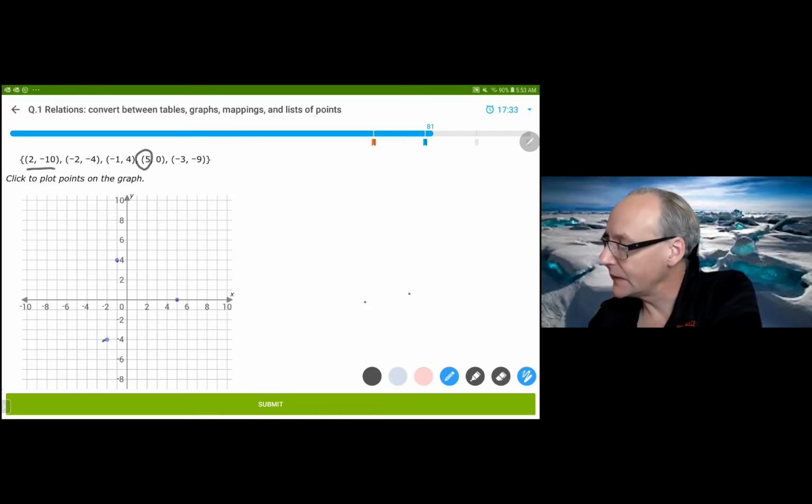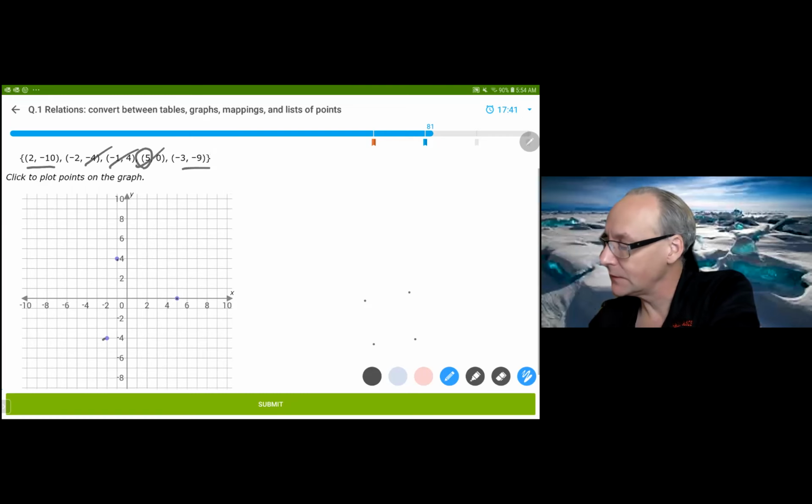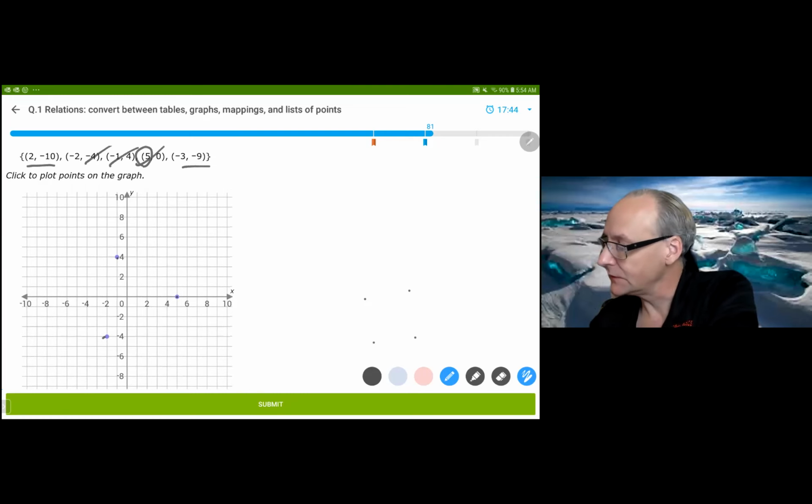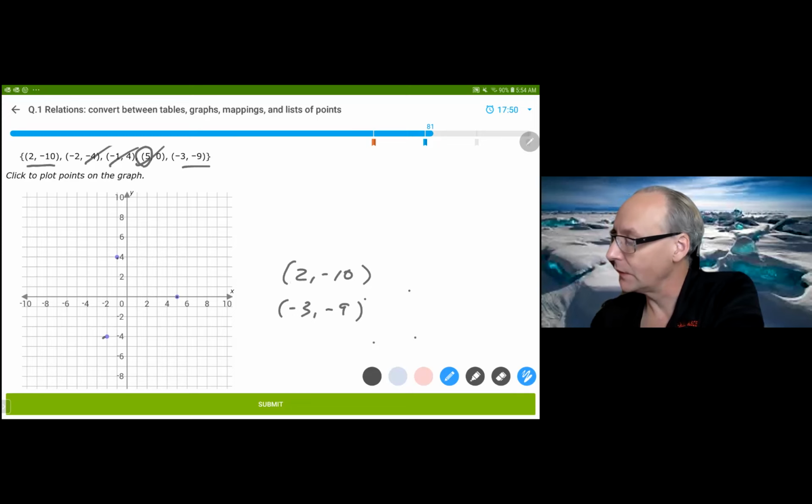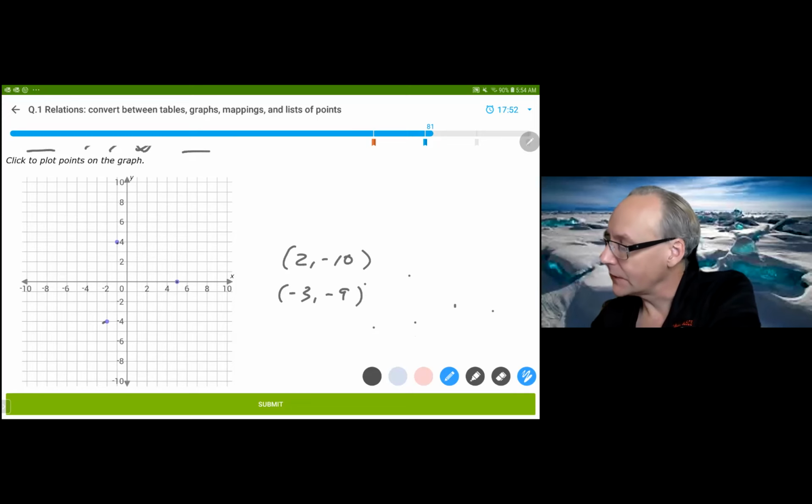And we have -3, -9, which I'm going to have to graph in a minute. I already did that one and that one and that one. And I've got 2 more. I've got 2, -10, and -3, -9. So they're down below here where I can't see them. So I've got -3, -9, which is right there, I believe. It sure is. And I have 2, -10, which is down here. And that's all of them.